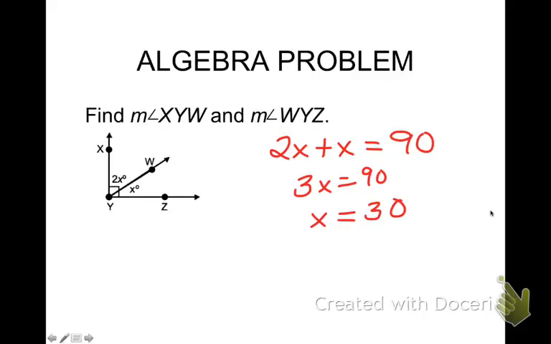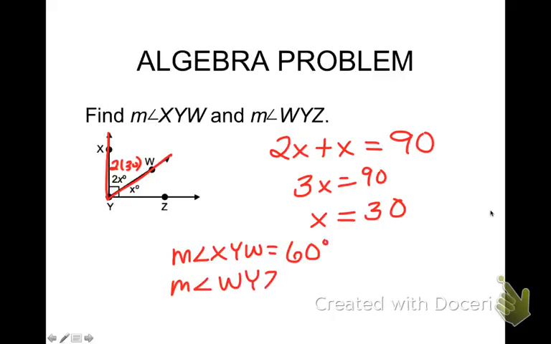It makes me very happy when I see people who already are working ahead and on top of it. X is equal to 30. So what's the measure of angle XYW? Yeah, so XYW is the 2x. So 2 times 30 gets us to 60 degrees. So then the measure of angle WYZ would be equal to 30 degrees. Perfect.